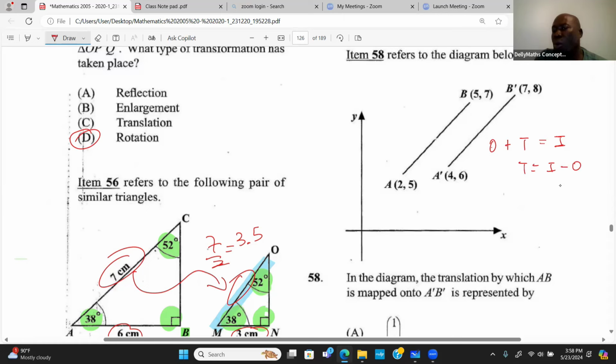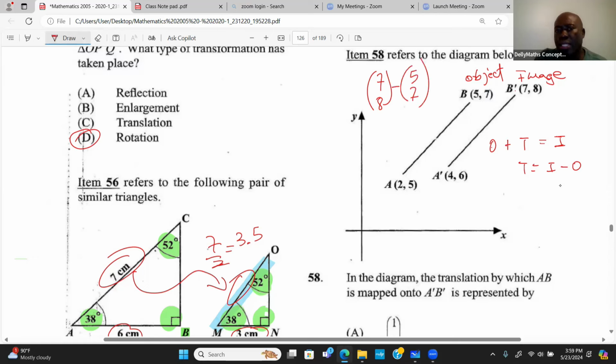So I could focus on any two corresponding points. So let us say I'm focusing on the B's. So this is the image, and this is the object. The question would have told you, but you're seeing the prime here for image as well. So you could set it up 7/8, and you're going to subtract 5/7. Hold on, let me write this a little better. You want to subtract 5/7.